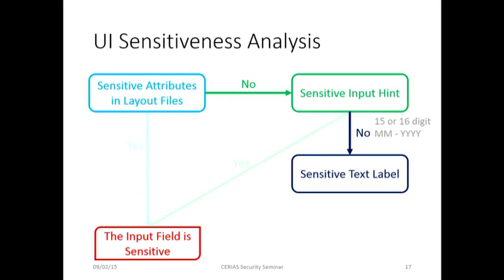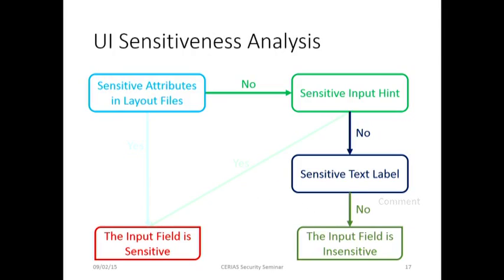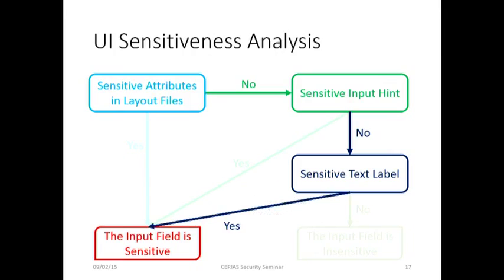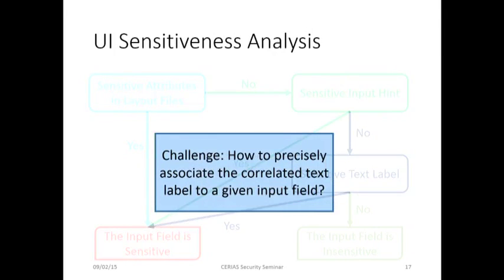But if not, we need to analyze the corresponding text label to see if the text label contains sensitive keywords. In our previous examples, the text label comment does not match any sensitive keywords, so it indicates an insensitive input field. But the labels card number and expiration date can indicate sensitive input fields. The first two steps are simple, but here comes a challenge: how to precisely associate the correlated text label to a given input field for the third step.